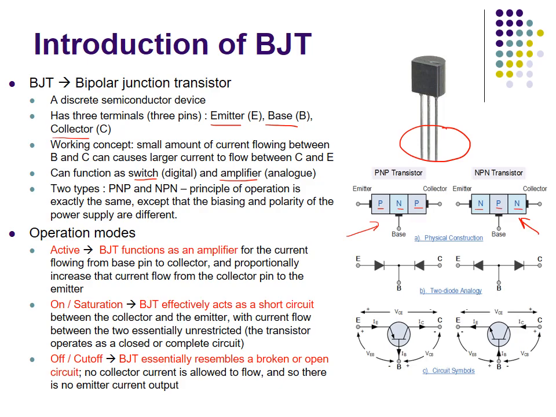There are three modes of operation of BJT: active, saturation, and cut-off modes. Under the active mode, BJT functions as an amplifier where the output current is larger than the input. The saturation and cut-off modes are the modes where BJT acts as a switch. Under the saturation mode, the switch is on, and under cut-off, the switch is off. You can read the advantages and disadvantages of BJT in the lecture notes.